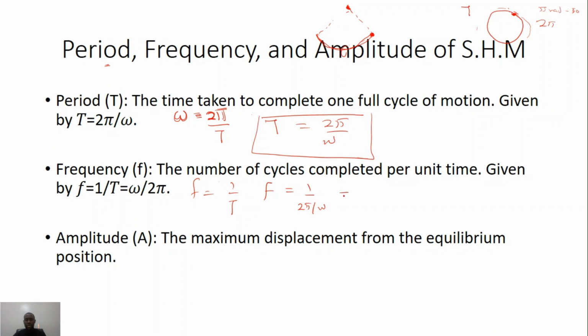When you invert this, it becomes w over 2 pi. Okay. Amplitude refers to the maximum displacement from the equilibrium position. For a body that is suspended like this, the example of a string I gave the other time, let's say this is the equilibrium position. When the body moves, the maximum displacement from its equilibrium position is what is known as the amplitude.